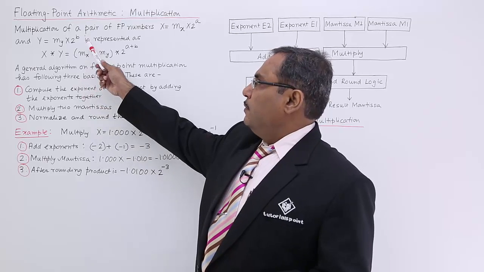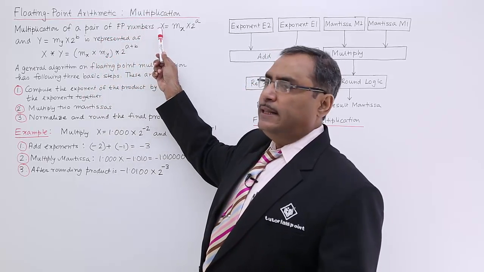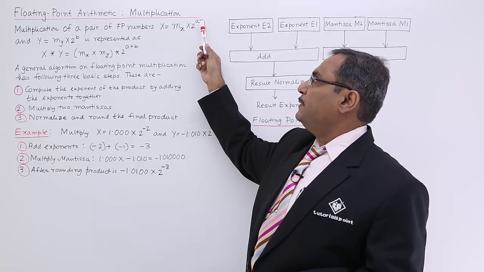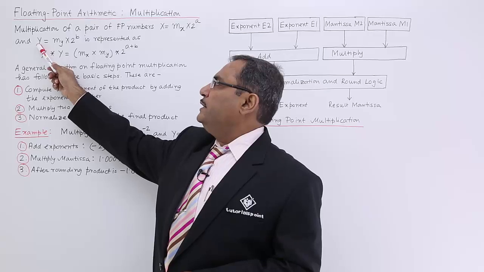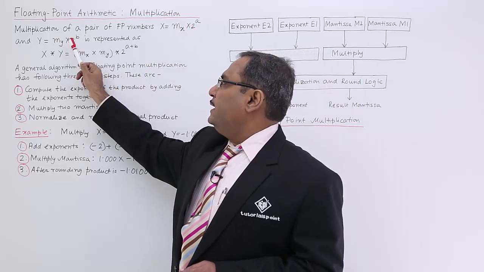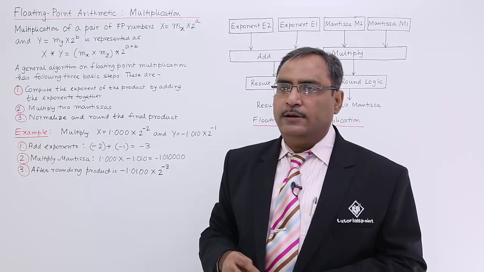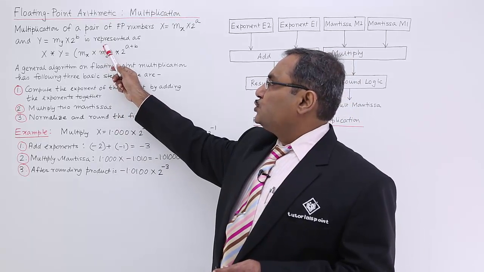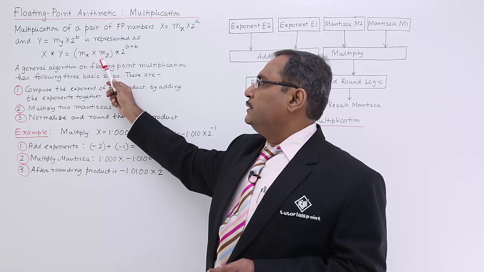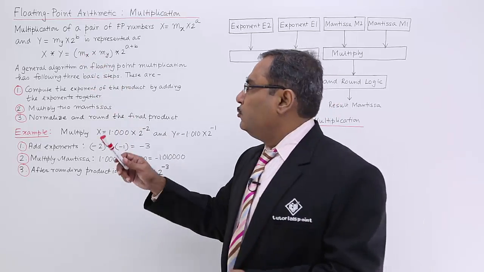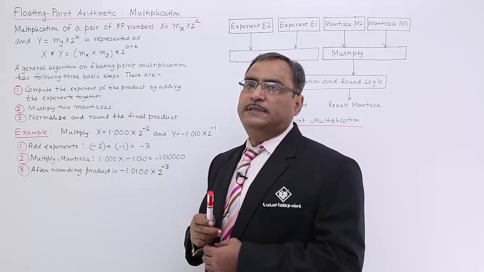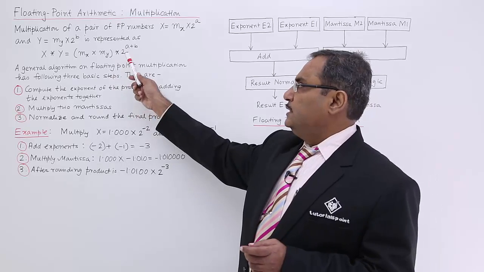Please look at here, multiplication of a pair of floating point numbers. Let x be equal to mx, that is the matrix of x, into 2 to the power of a, where a is the exponent of x, and y is my into 2 to the power of b. So mx into 2 to the power of a and my into 2 to the power of b are the two floating point numbers x and y respectively. The corresponding product will be mx into my, that is the matrices are getting multiplied, the matrix of the resultant product, into 2 to the power of a plus b, that means exponents are getting added. So this is the process.